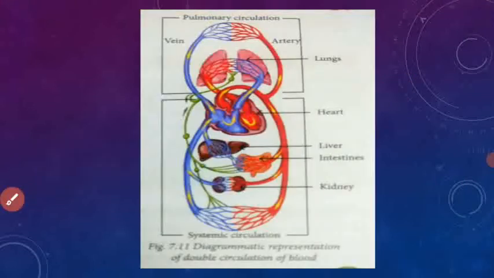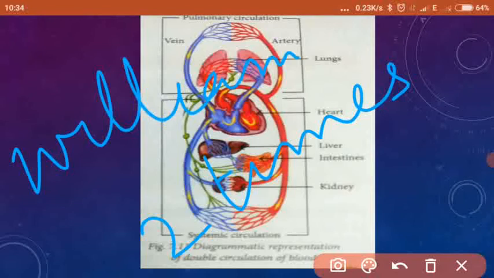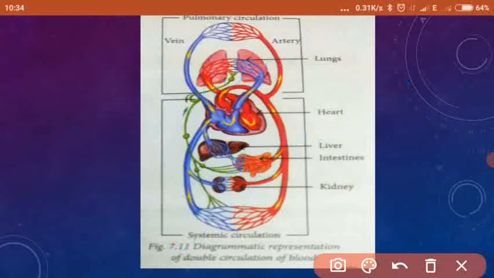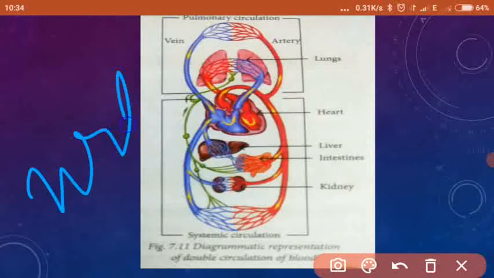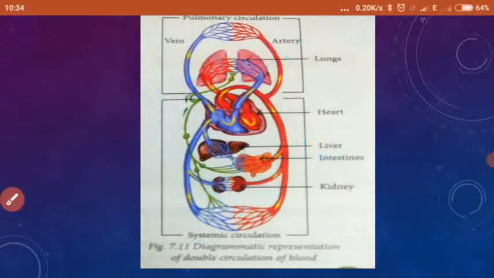The idea of double circulation was first proposed by William Harvey. He was an English medical doctor. So William Harvey proposed the double circulation in human beings. He also observed that blood would move readily from the veins to the heart, but not from the heart to the veins. So this is how double circulation takes place.